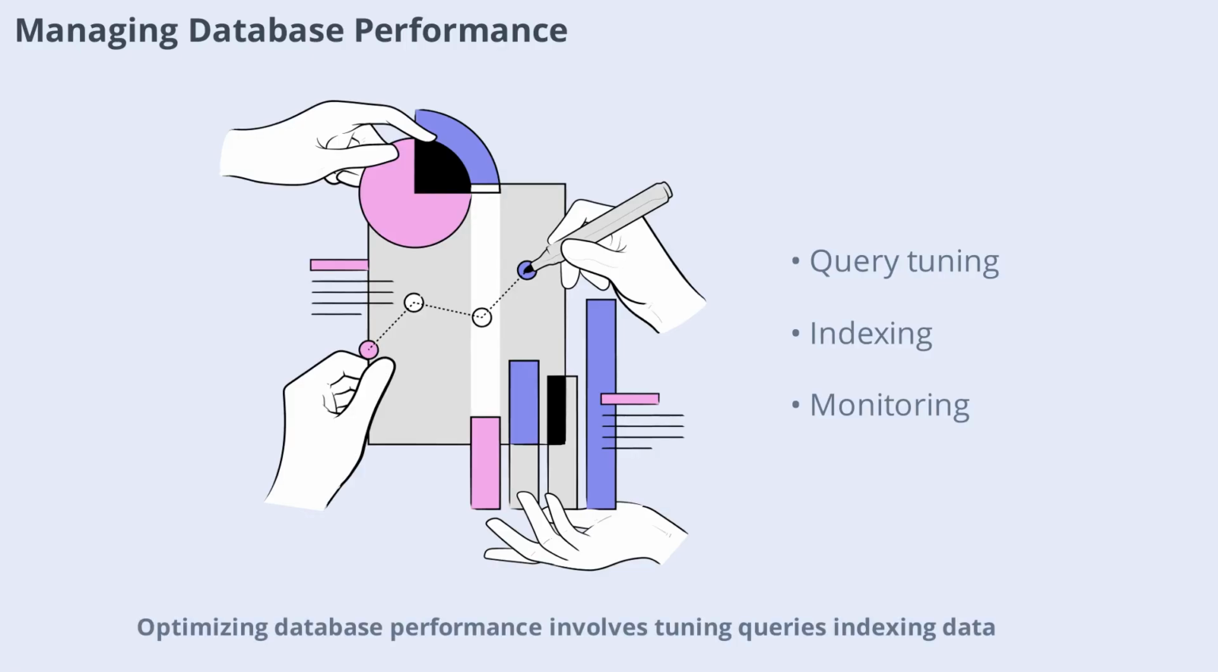Optimizing database performance involves tuning queries, indexing data, and monitoring system resources. Relational databases offer advanced tools for query optimization and indexing. NoSQL databases focus on efficient data access patterns and distributed processing. NewSQL systems provide automated tuning and real-time analytics to help maintain peak performance. Regular monitoring and maintenance are key to avoiding slowdowns and bottlenecks.